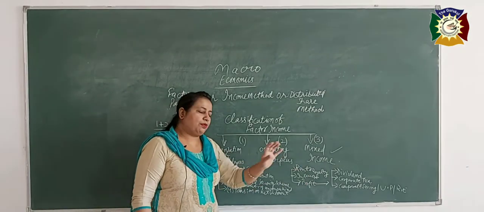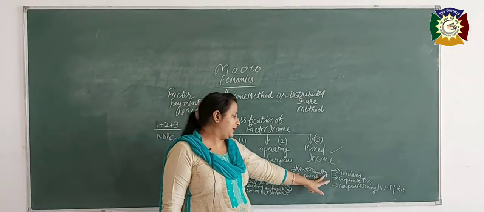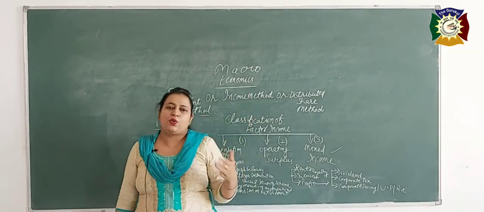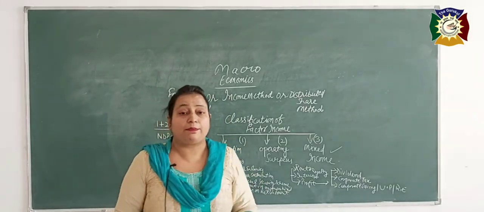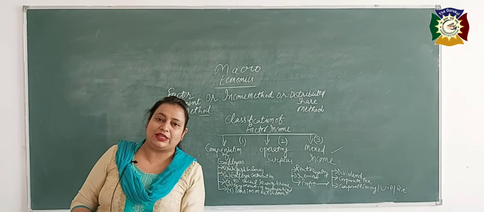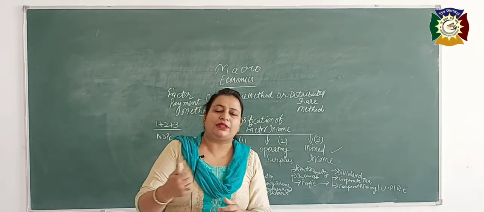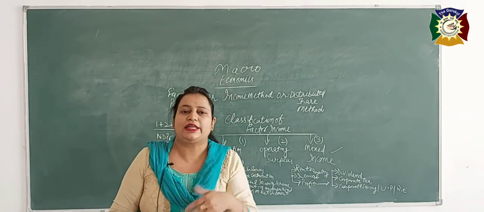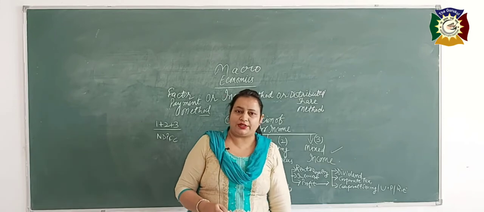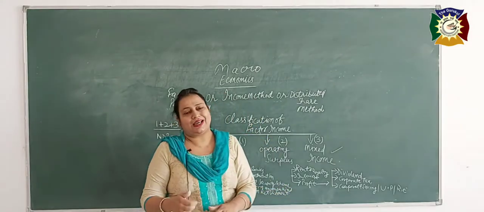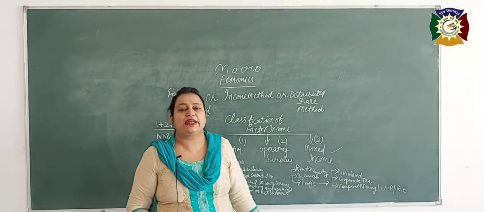Rent: any property you have given to anyone and are taking rent. Royalty: for example, you have a mine, and you have given it on rent and told them that on the coal you extract from that mine, you will take a commission. That is known as royalty. Or on book publishing also you get royalty. This is also a type of rent, you can say. Interest on capital you will get.